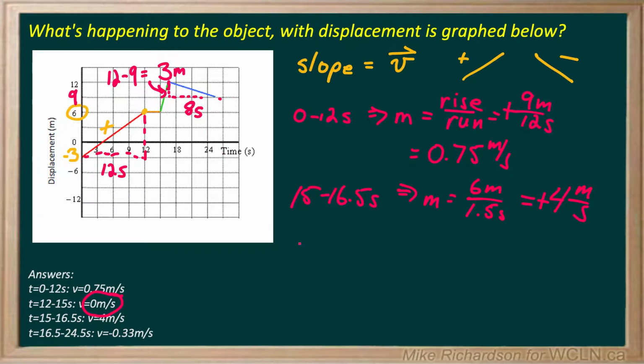So for my final region between 16.5 seconds all the way up to 24.5 seconds, my slope is rise over run, and I get a value of 0.33 when we round properly, meters per second, and the slope is negative.